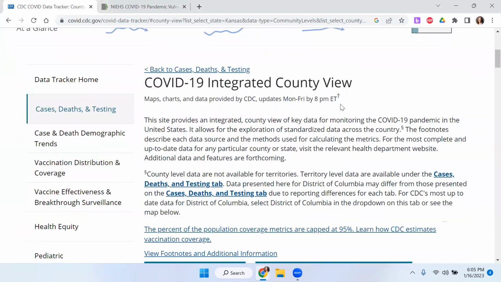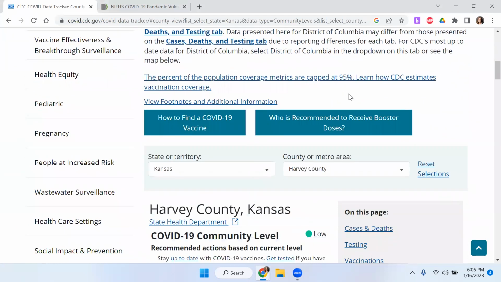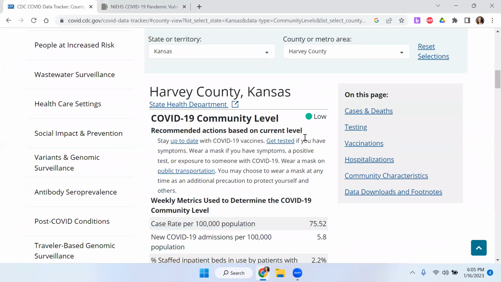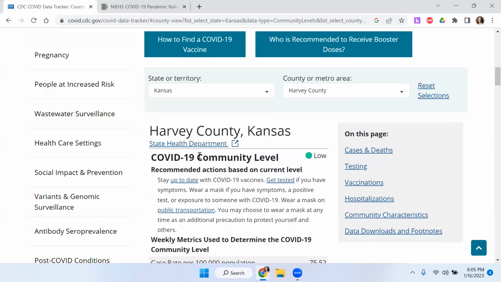And notice we're going to scroll down to the integrated county view, and the default information, the top information, the default of the map down below is what's called the COVID-19 community levels. It also is in the biggest print there. The CDC wants you to know that that is important. I want you to know that that information is probably not what you're looking for.